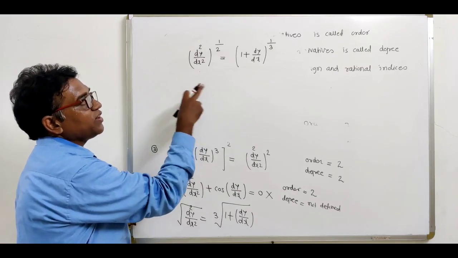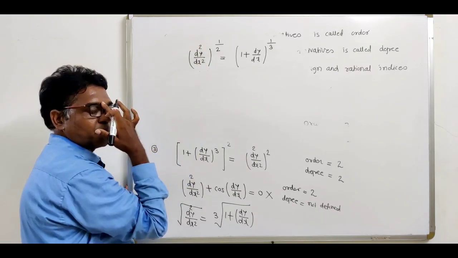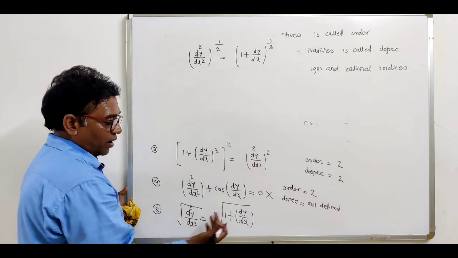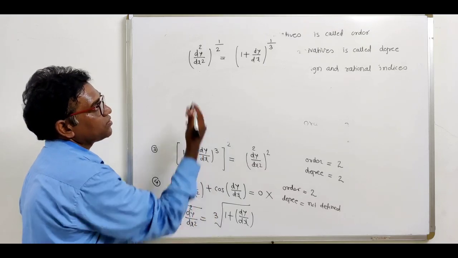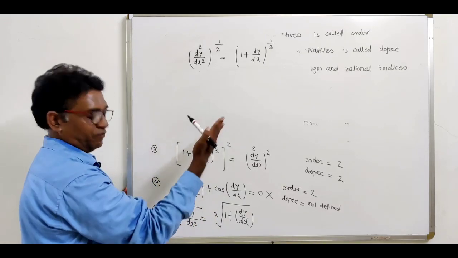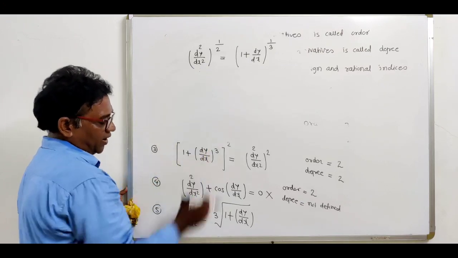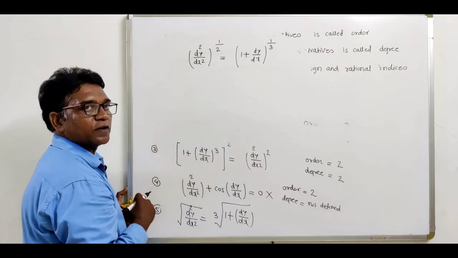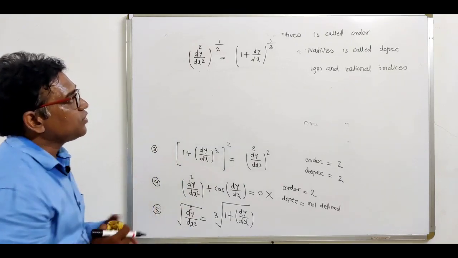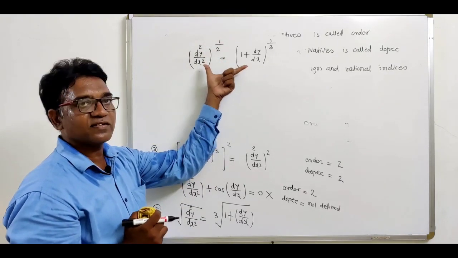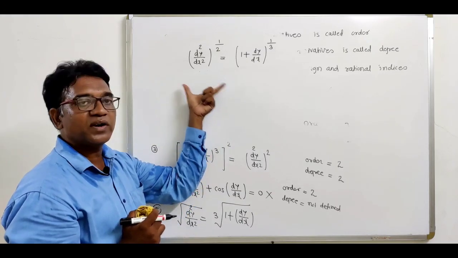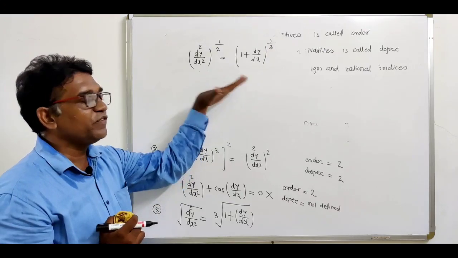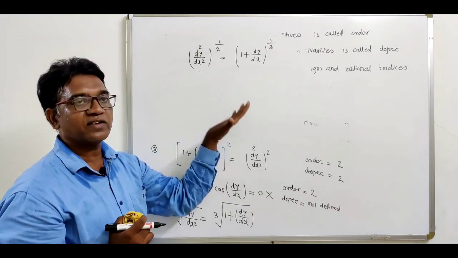Now again this differential equation contains some rational indices. The previous differential equation contains the radical sign. If you transform this equation into one without the radical sign, we get the bracket raised to 1/2, and the cube root bracket becomes the bracket raised to 1/3. Again this differential equation contains rational indices, which means obviously we cannot find out the degree. For degree, the differential equation should be free from the radical sign as well as the rational indices.